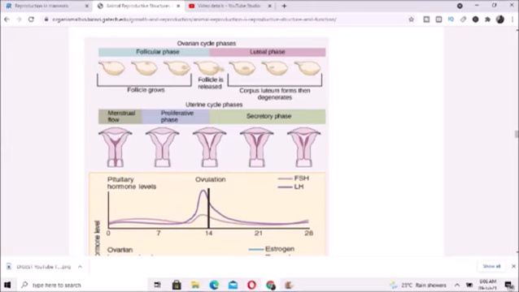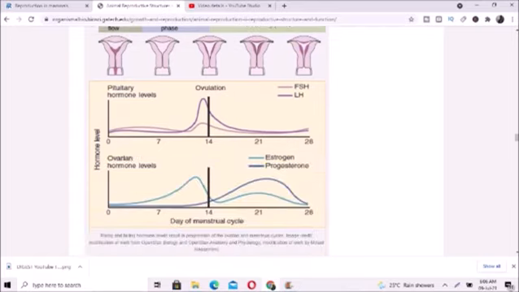The figure below usually compares the ovarian and uterine cycles as well as the hormone levels controlling these cycles. So you see the ovarian cycle shown clearly, and you see at day 14 ovulation highest, and we see the levels of FSH and LH. In the other, we see the level of estrogen and progesterone. So these are the days of the menstrual cycle.